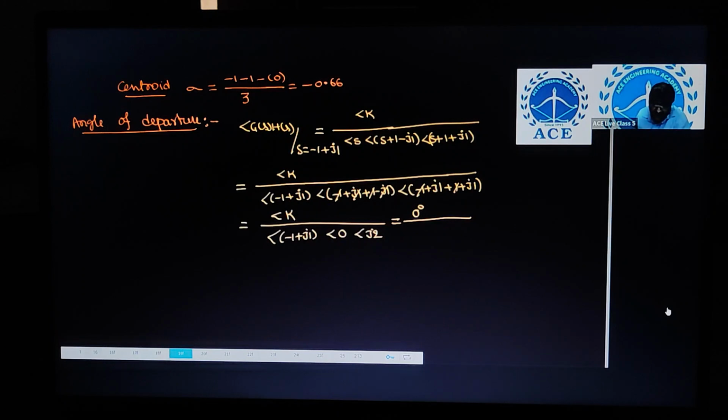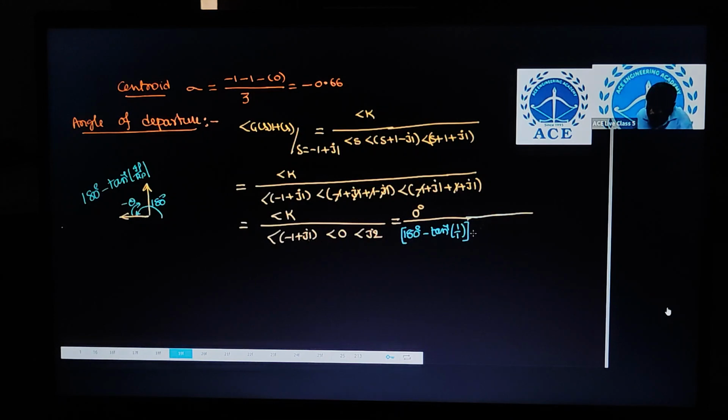Angle of minus 1 plus j1. It is 135. It lies in the second quadrant: negative real, positive imaginary. What is the angle? Here to here is 180, but it is less than 180, so 180 minus theta. I told already, 180 minus tan inverse of imaginary part by real part. What is the imaginary part? 1. Real part 1.